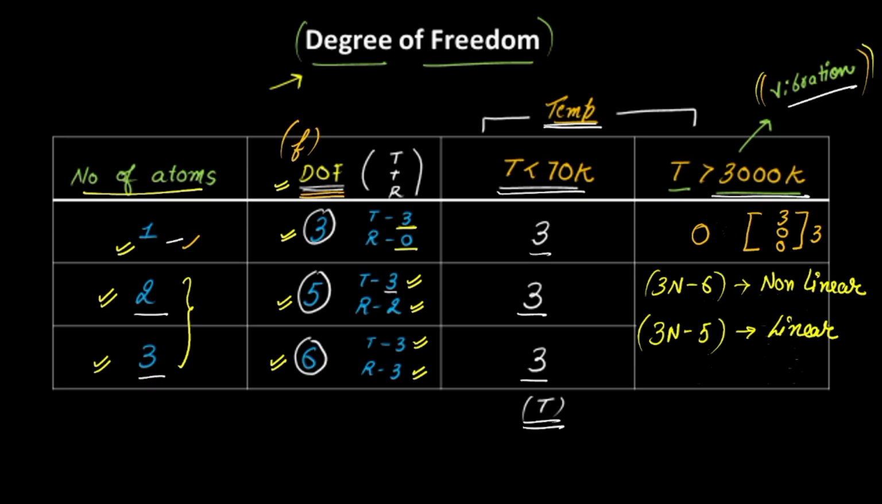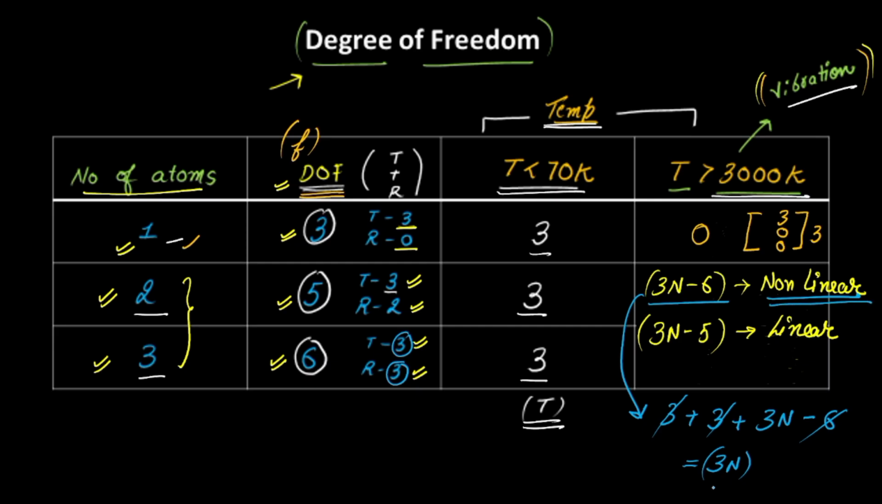So let's say we talk about a non-linear polyatomic molecule. In that case, the total degrees of freedom, when the temperature is greater than 3000 Kelvin, would be 3 translational plus 3 rotational plus 3n minus 6. As you can see, 3 plus 3 is 6, which cancels with the minus 6, so the answer would be 3n. So the total number of degrees of freedom for a polyatomic non-linear molecule would be 3n.